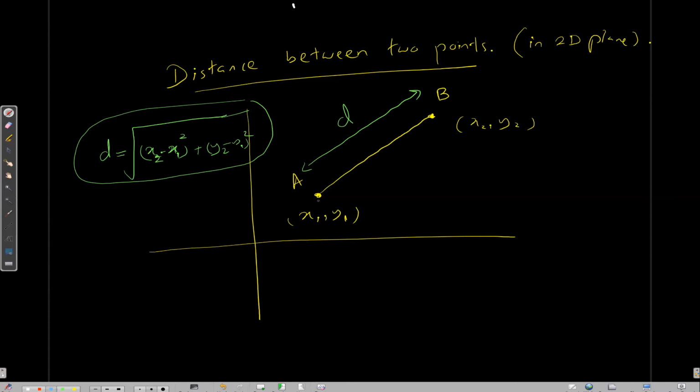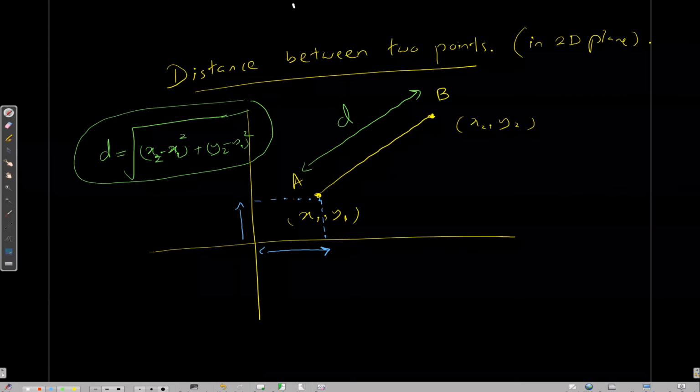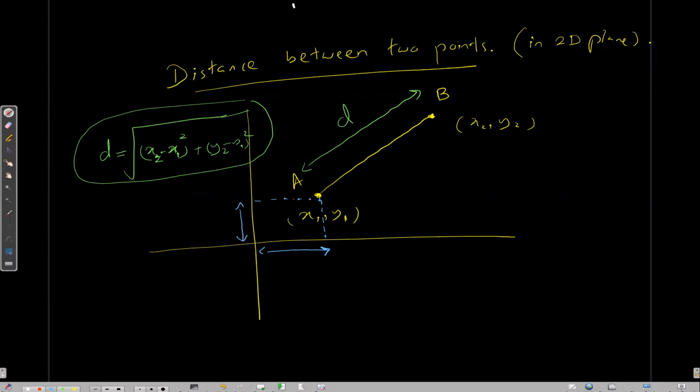Now let me ask you a question. Can you pause the video and think about this and tell me what are these two lengths? This length is x1, right? As a length, it's x1. That's what it means. This point is you go x1 units to the right and y1 units up, right? That's in our previous video, Cartesian plane. So this length here is y1.